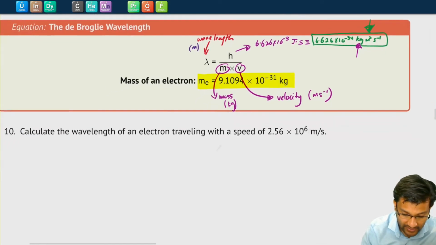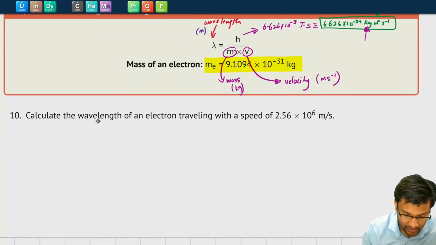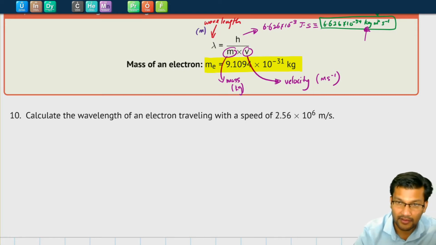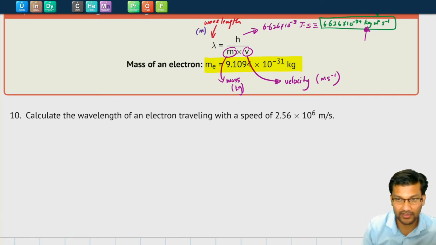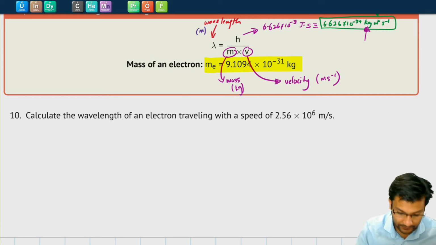Okay, with that, try to calculate the de Broglie wavelength of an electron traveling with a speed of 2.56 by 10 to the 6 meters per second. You have the equation above. See if you can try to do that on your own. You can pause the video now, unpause when you think you have the answer, and we'll go over it together.